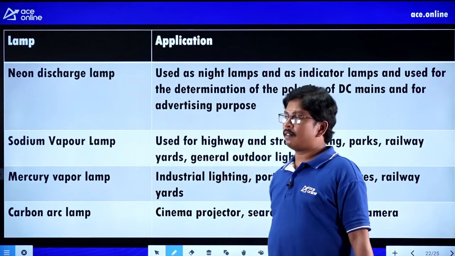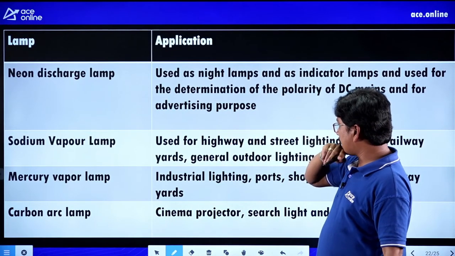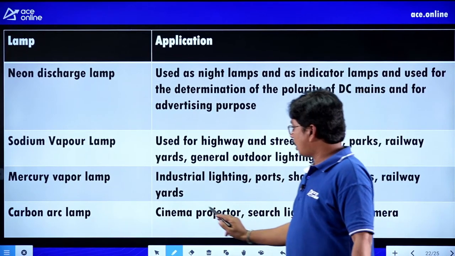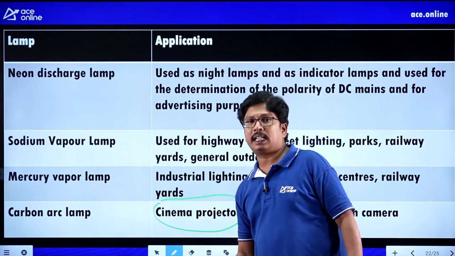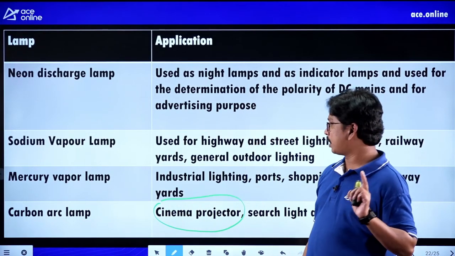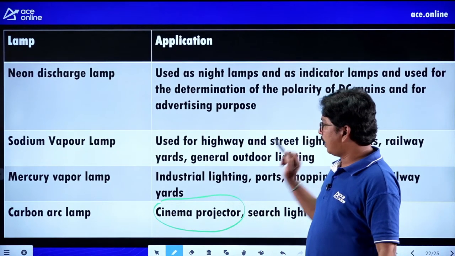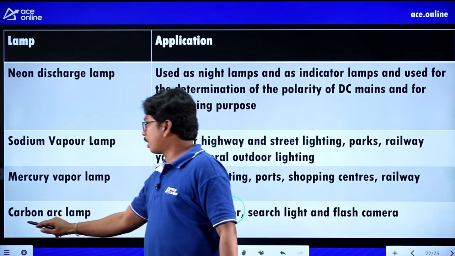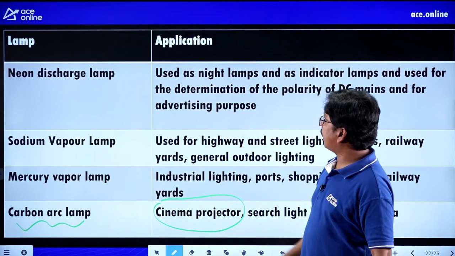Where is the neon discharge lamp used? Neon discharge lamp is used as night lamps. You were asked a question last time previously: what is the lamp that is used in the camera projector? What is the lamp that is used in the cinema projector or camera projector? So what is that? Carbon arc lamp. Carbon arc lamp. Do you understand? That is how they asked.